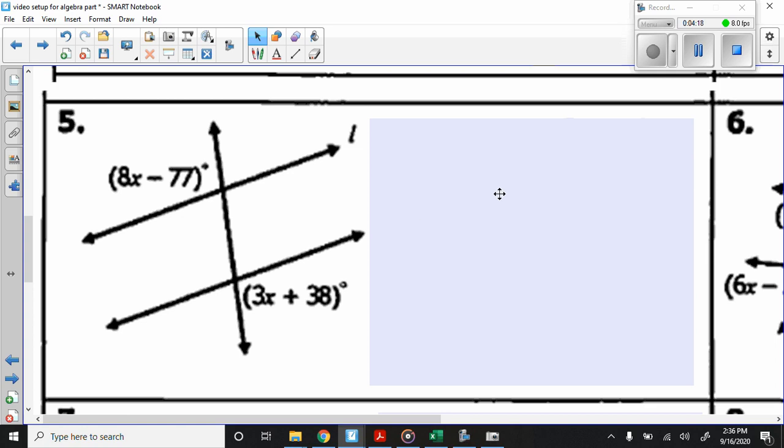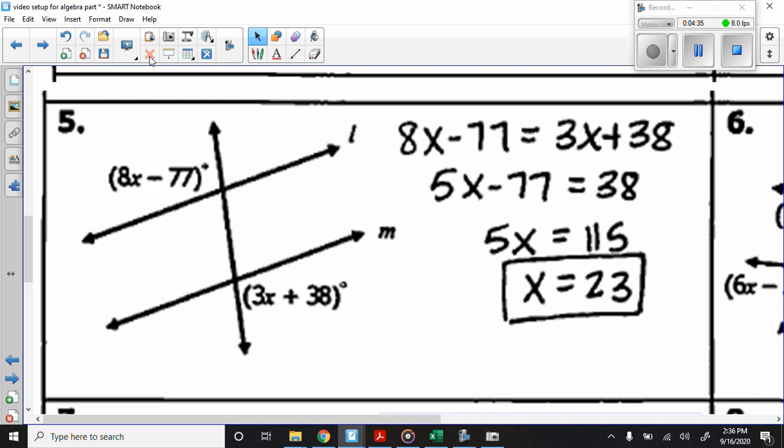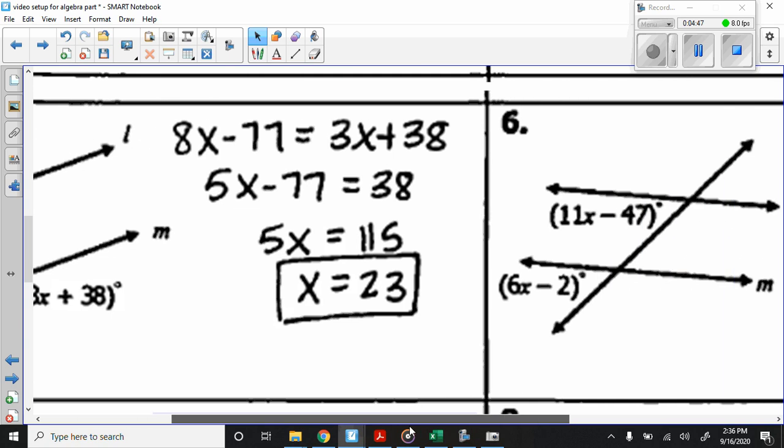Number 5, I think it's kind of easy to tell where these angles are. We've got a top left and bottom right. So these are exterior, and they're alternate. So these are alternate exterior angles, and that's a congruent relationship. So here is me saying they're congruent, and my process to get my 23. Remember, if you want to write anything down, just pause, or rewind if you want to see something again.